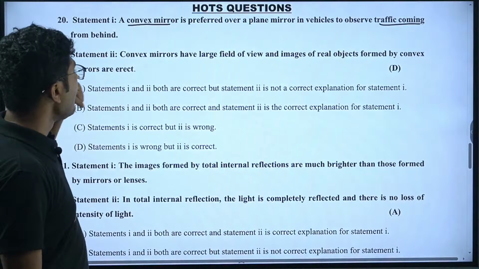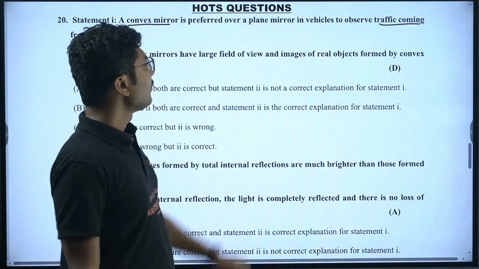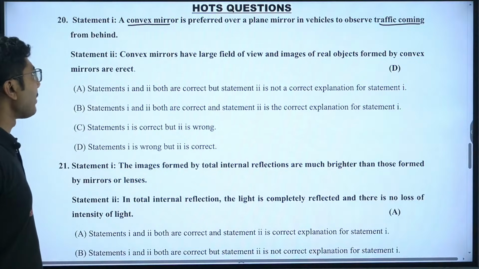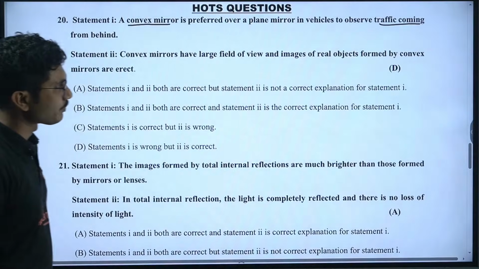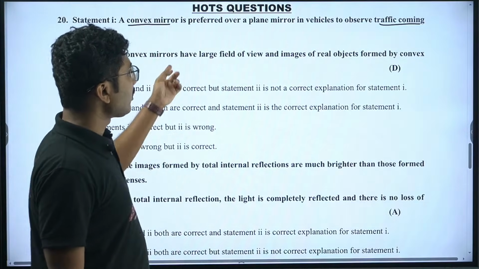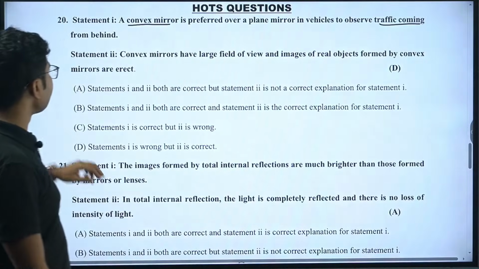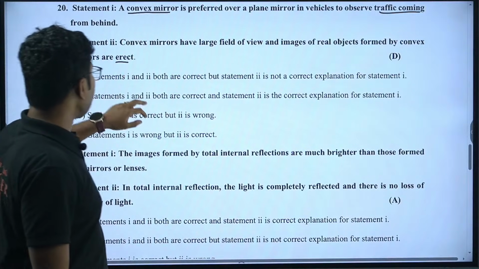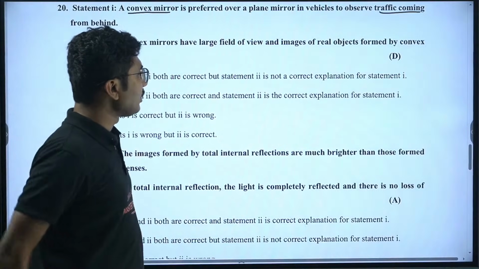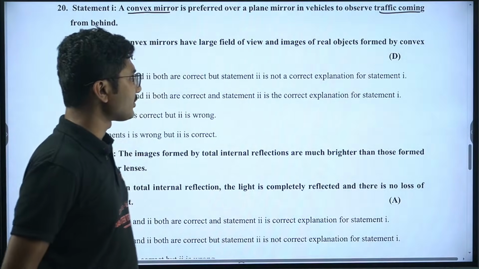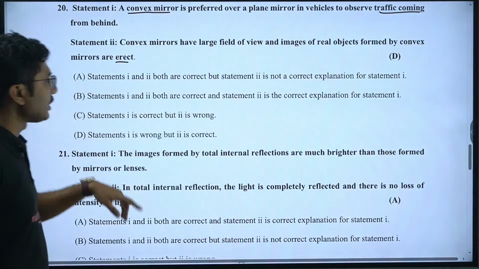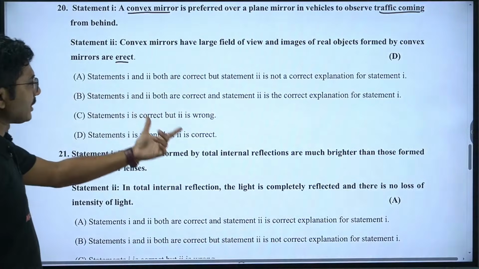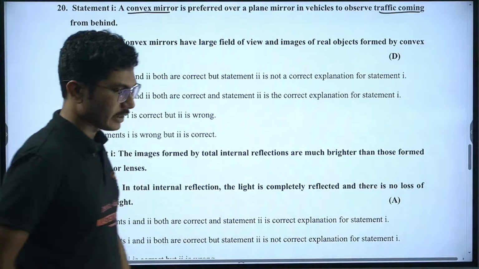Now statement 2: convex mirrors have a large field of view and images of real objects formed by convex mirrors are erect. Options: statement 1 and 2 both are correct, but statement 2 is not a correct explanation for statement 1. Statement 1 and 2 both are correct, and statement 2 is the correct explanation for statement 1. Statement 1 is correct, statement 2 is wrong. 1 is wrong, 2 is correct.